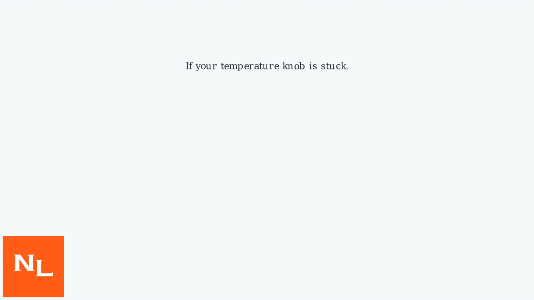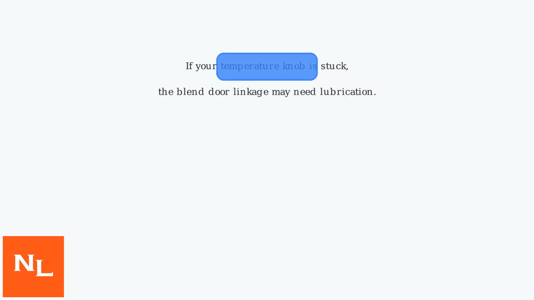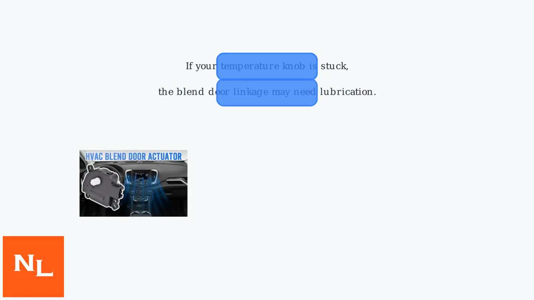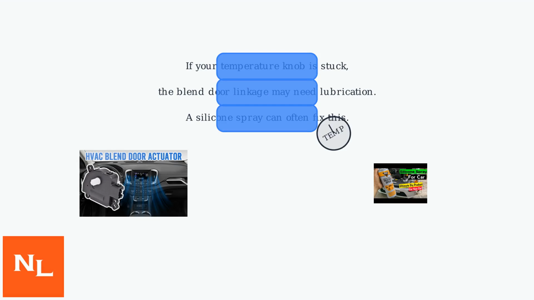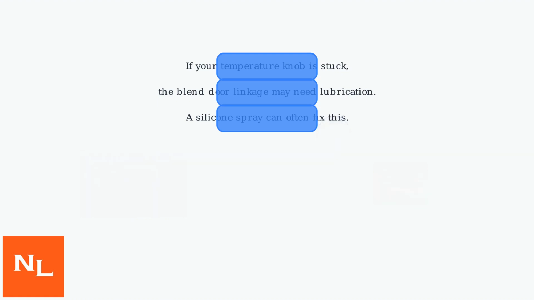If your temperature knob is stuck, the blend door linkage may need lubrication. A silicone spray can often fix this common issue caused by wear in high-mileage vehicles. Apply the spray to the blend door linkage for a quick DIY solution costing about $5. If the problem persists after lubrication, there could be a deeper mechanical issue, and it's best to see a mechanic.